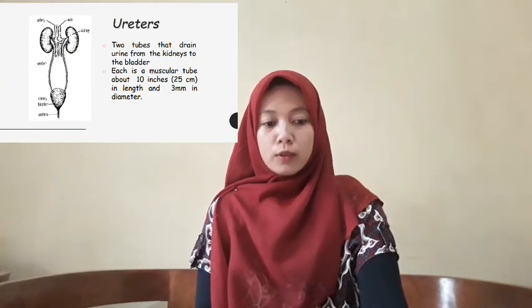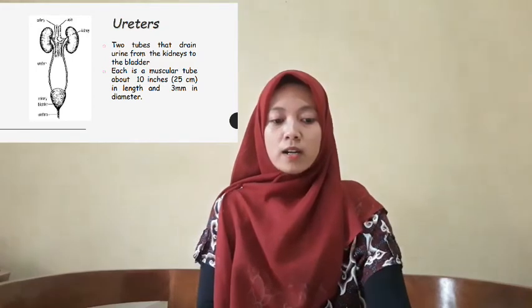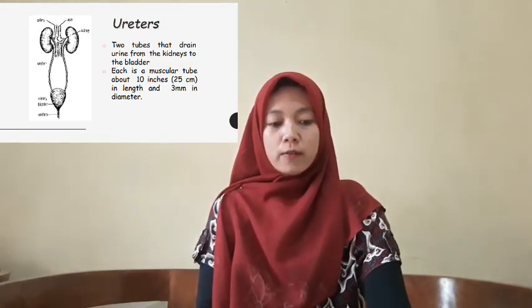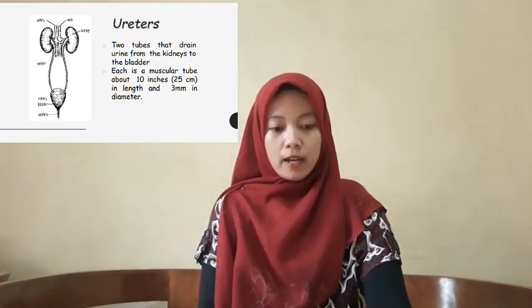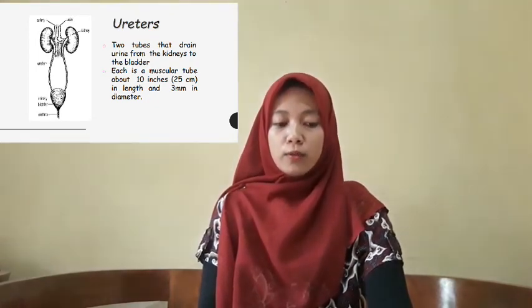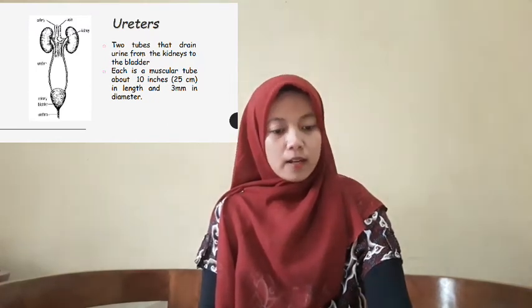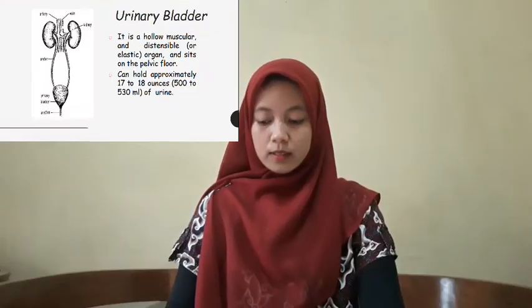And then, components of the urinary system. Number 2, ureters. There are two tubes that drain urine from the kidneys to the bladder, and each is a muscular tube about 10 inches or 25 centimeters in length and 3 millimeters in diameter.